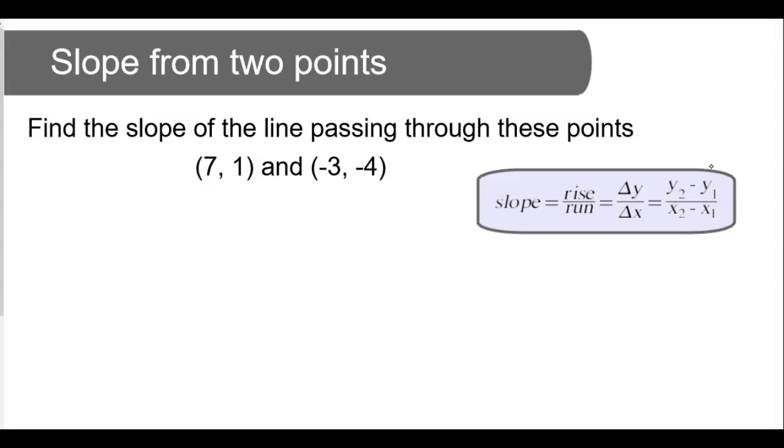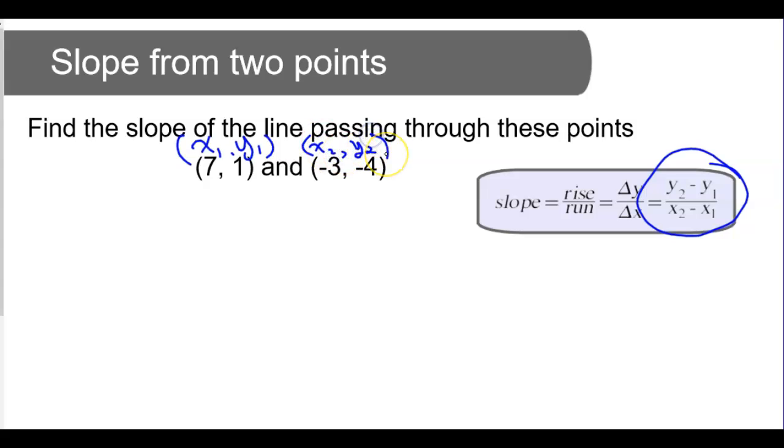In this example, we want to see how we could find the slope from 2 points. So I don't have the coordinate plane, but I know 2 points that are on the same line. Here, I'm going to use this formula, y2 minus y1 over x2 minus x1. And for the sake of this problem, I'm going to say my (7, 1) is my x1 and y1, and my (-3, -4) will be my x2 and y2.